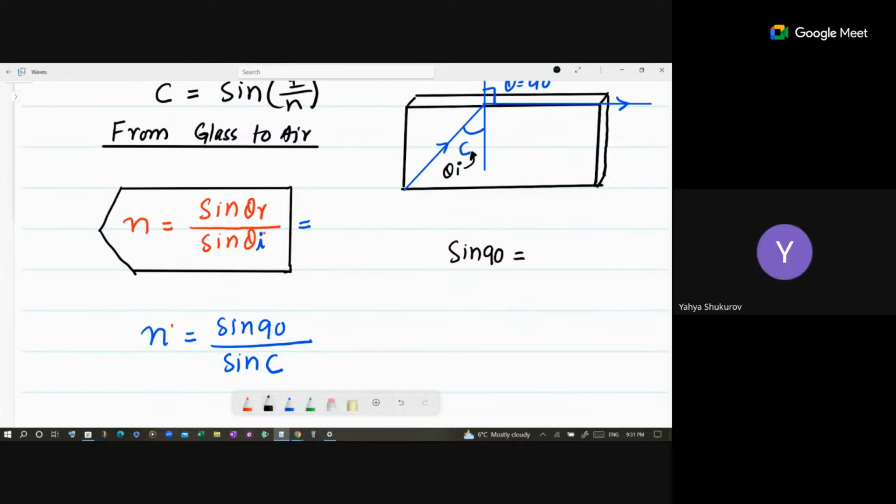Yes, sir. What is the value of sine 90? 1. Okay. Ariba, do you remember this? No, sorry, it's not 1.